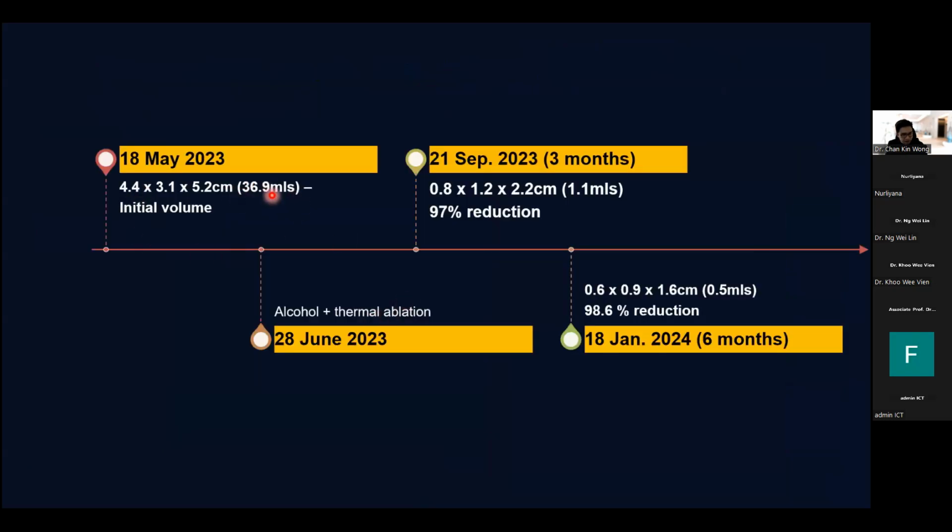Initial volume is about 36.9 mils. And the final volume at 6 months, it's about 0.5 mils. So it's a 98.6% reduction in size.